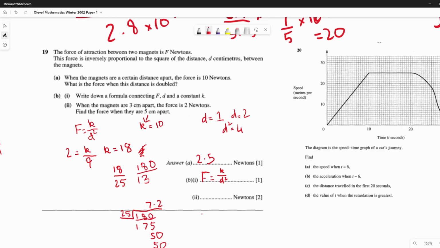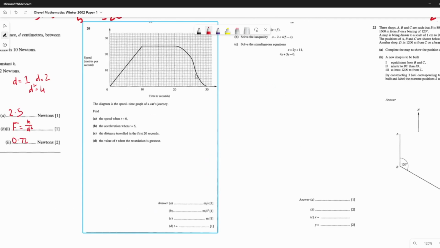So we'll just divide 7.2 by 10, and that gives us 0.72. There was probably a faster way to do this if I just simplified these, but I just wanted to do some long division. Okay, we are now at question number 20.